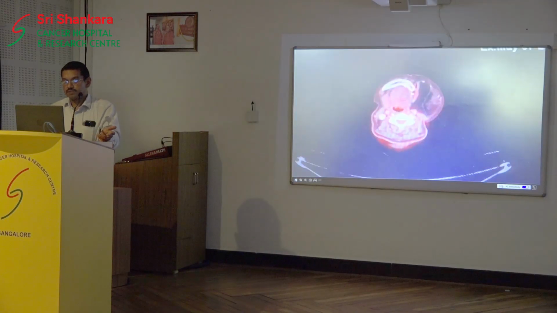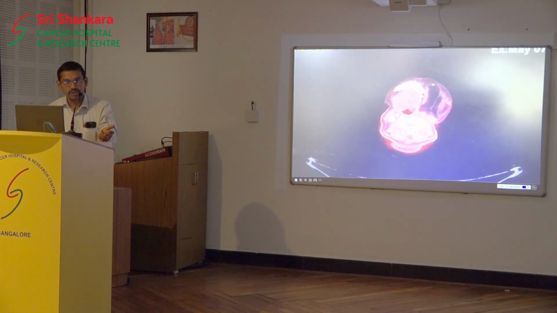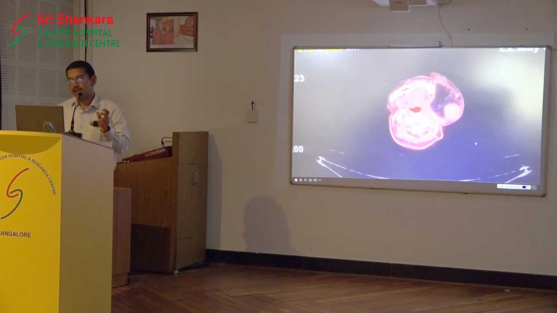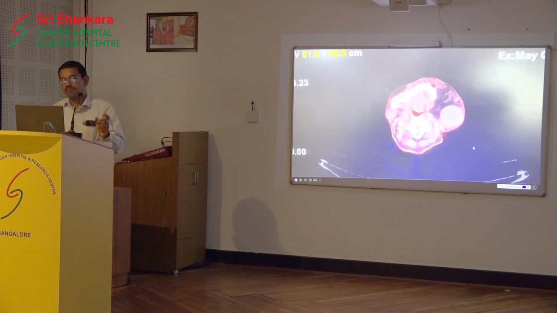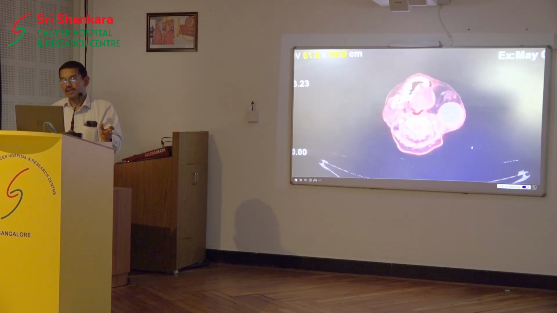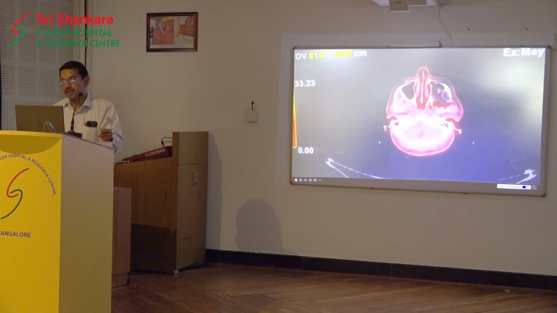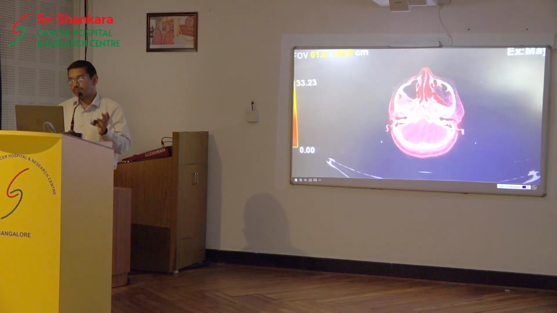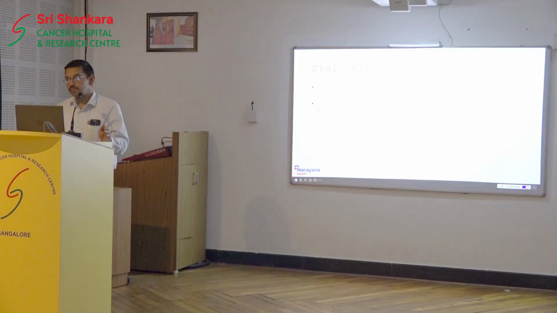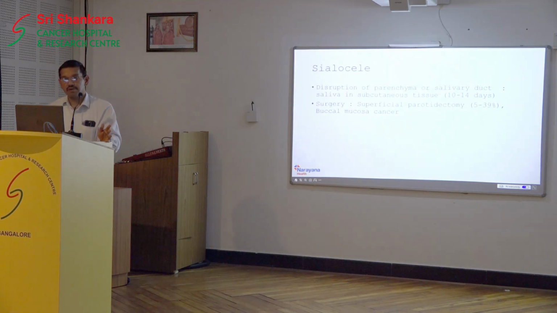Subsequently, most of the time you would discover a parotid sialocele on imaging, where you see a clearly well circumscribed, uniformly enhancing lesion, which shows a sialocele. Now, how do you go about managing it? Most of the time it's a very conservative form of management, because it's just a disruption of the parenchyma of the gland or the salivary duct, with saliva extravasating into the subcutaneous tissue.